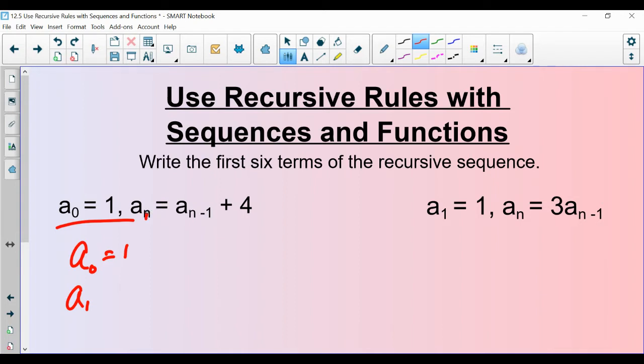So what we did was we plugged 1 in here, and then we would also have to plug 1 in there. Well, a sub 1 is equal to a sub 1 minus 1, which would be a sub 0, yes? And then plus 4. What is a sub 0? Well, that was just defined right here as 1. 1 plus 4 is 5. So the first term is 5.